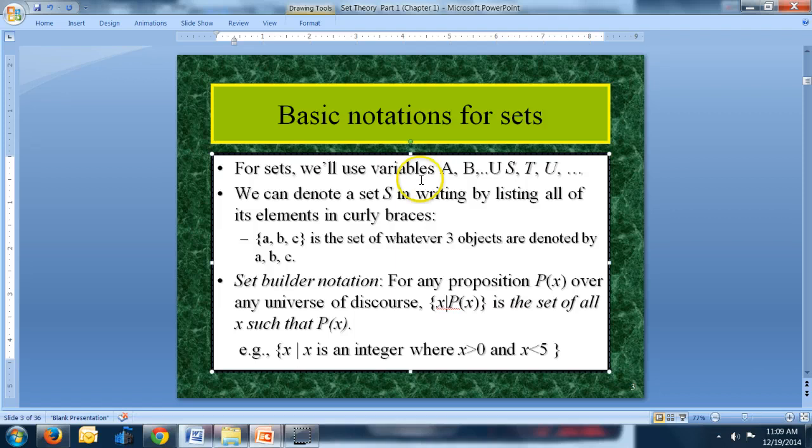We can denote a set S in writing in two ways. One way is listing the individual items in the set. So if we have a set, for instance, that has the three letters lowercase a, lowercase b, lowercase c, then in this listing procedure we open curly parentheses and put a separated from b by a comma, then another comma, and then c, and then we close the curly parentheses.